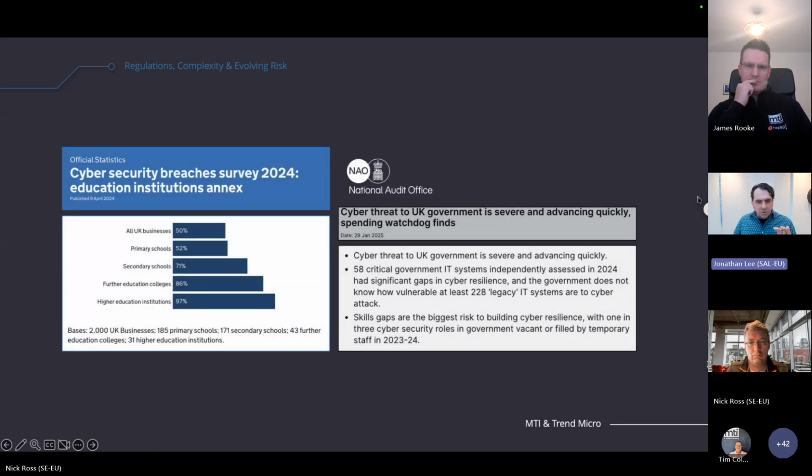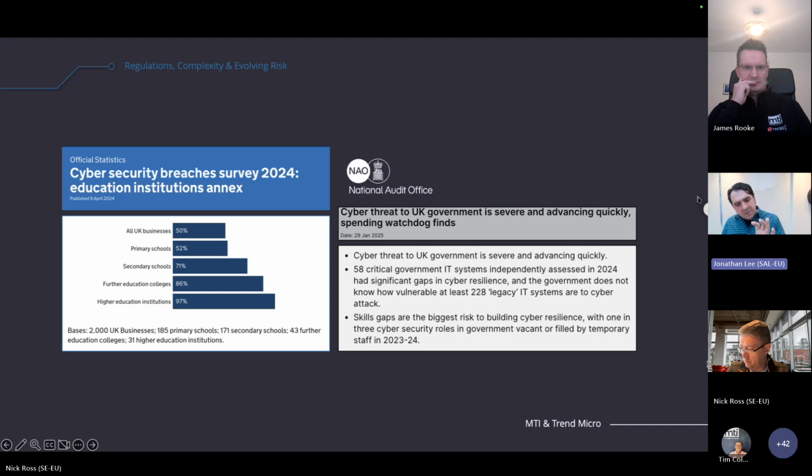And this is not just an NHS problem. I mentioned some NHS examples there of how AI is being used, but also the impact of cyber attacks on the NHS as well. On the left-hand side here, we can see the cybersecurity breaches survey from last year talking about the education sector. So a staggering 97% of HE institutions had a cyber breach last year. We just need to think about that, 97% of people.